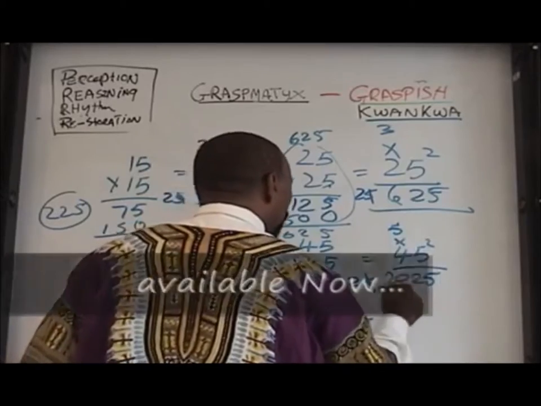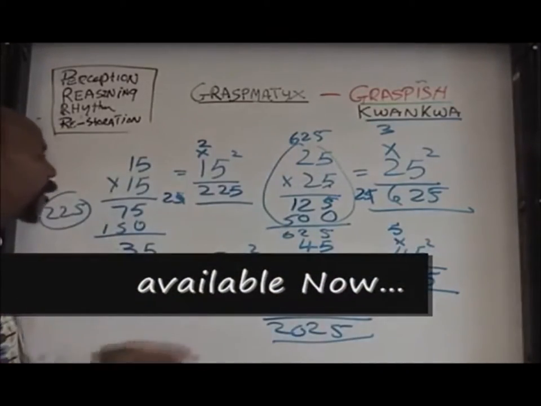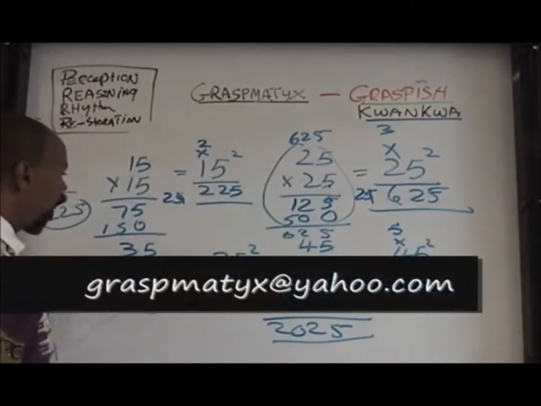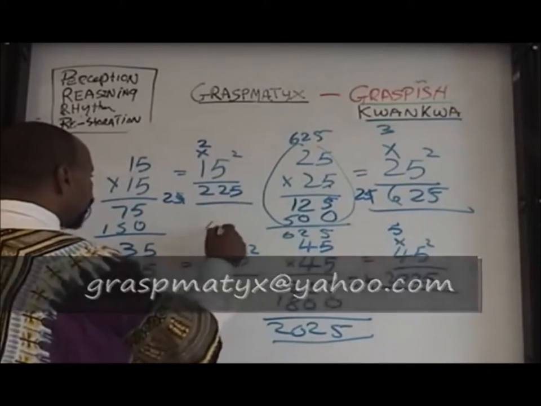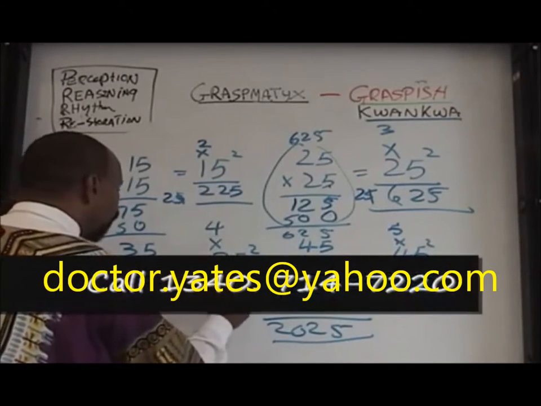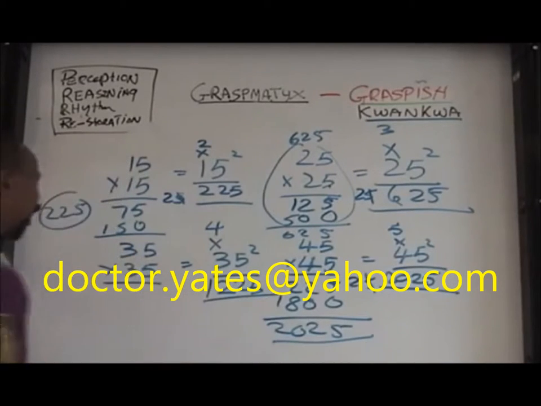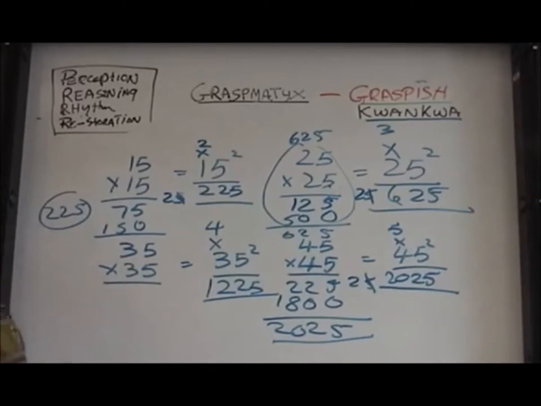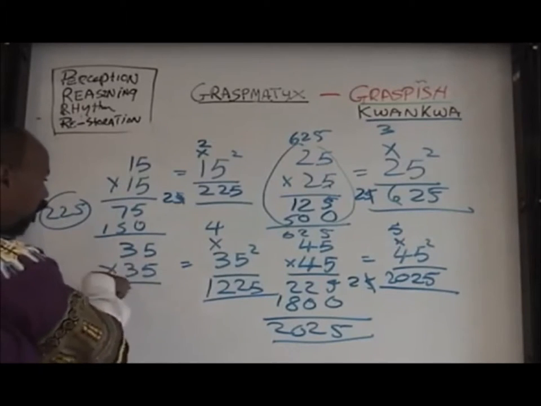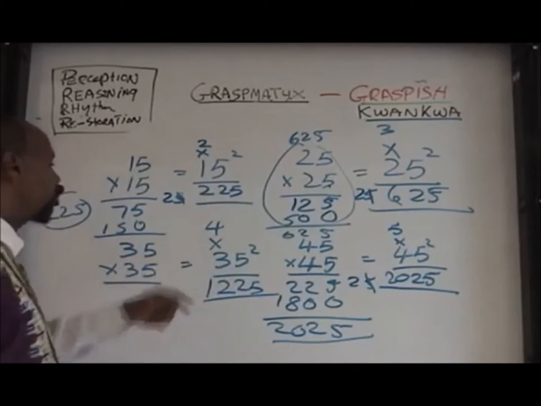Five fours are 20. Wow. That is Graspmatyx. Over here, the next larger number to 3 is 4. Four threes are 12. Five fives are 25. That is Graspmatyx. Over here, this is what they did in school. This is how Dr. Yates presented.